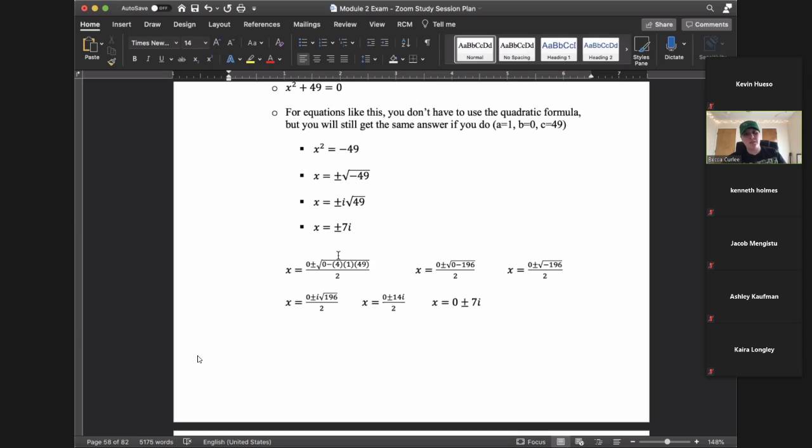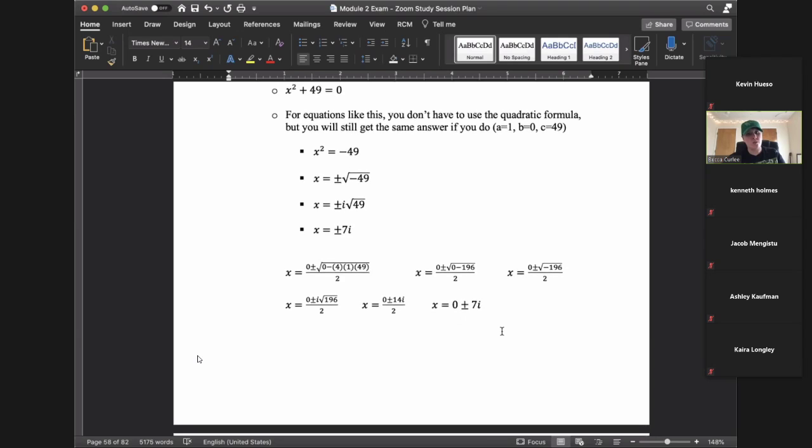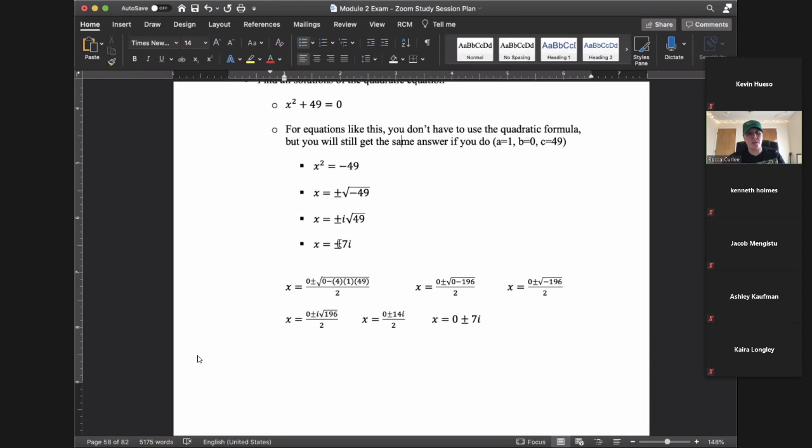The same thing happens if you were to take a equals 1, b equals 0, and c equals 49, and plug it into the quadratic formula: you would still get 0 plus or minus 7i. So you can either use the quadratic formula, or if you recognize a short quadratic equation like this, try to find it quickly by popping i outside of the radical.